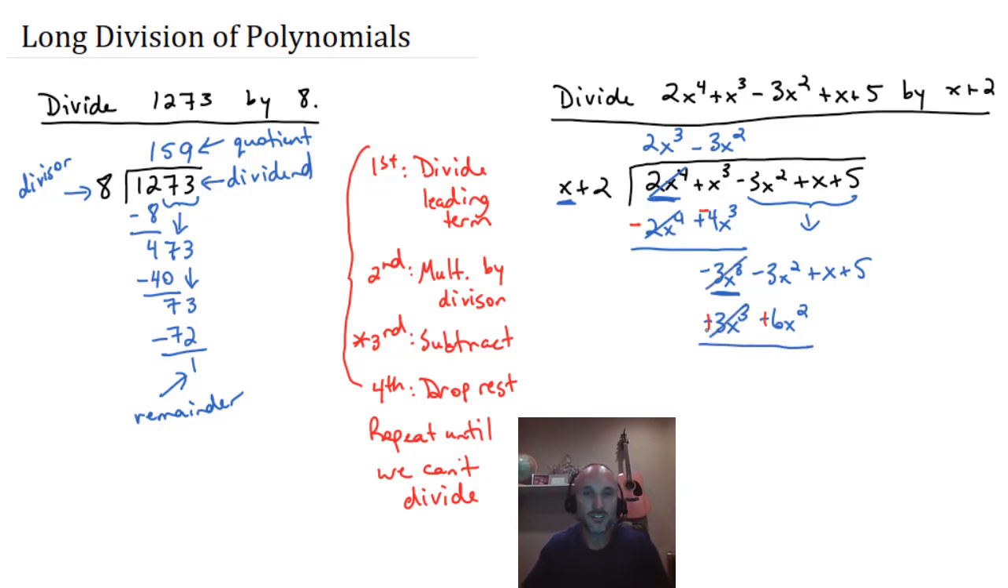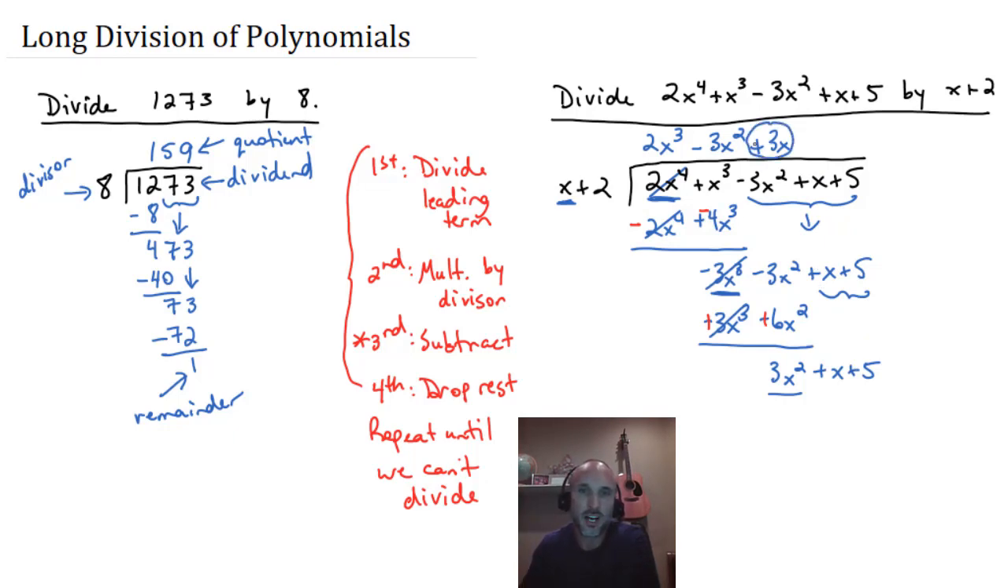The first terms cancel because negative 3x cubed plus 3x cubed is 0. Negative 3x squared plus 6x squared is positive 3x squared. And then I drop my plus x plus 5, and I start over. X divides into 3x squared positive 3x times. One thing I'll mention here that I take for granted: when you're doing long division, it's very important you keep all of your terms lined up, otherwise you will get confused.